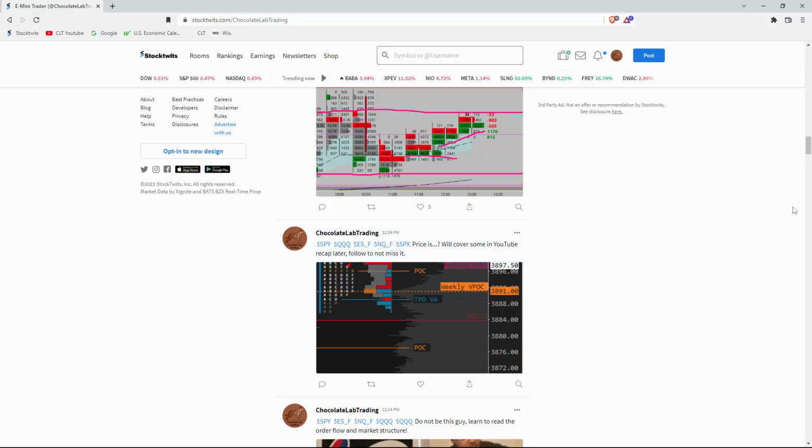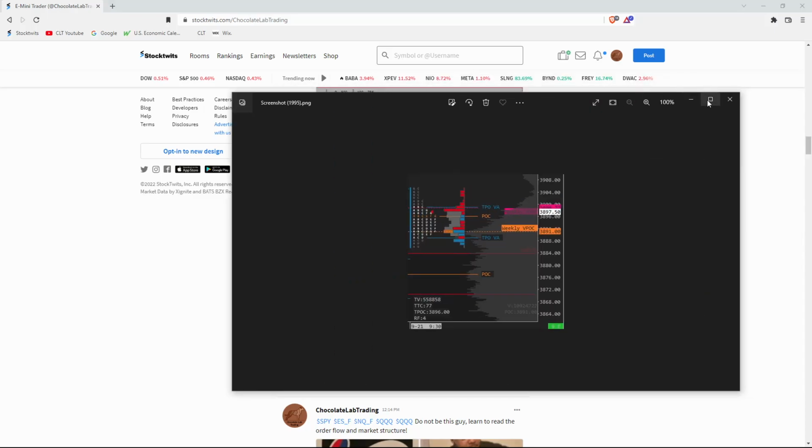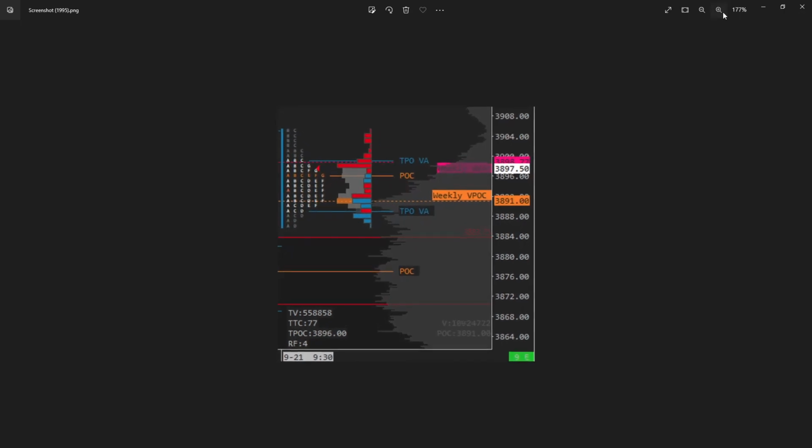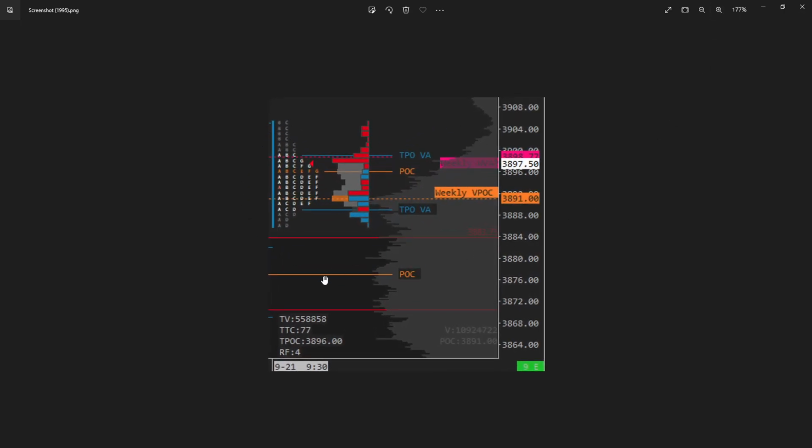Alright. Price is, we'll cover some in the recap. So I believe we covered this. We talked about how before big news events, price likes to chop. And this is what it will look like on the TPO. And again, there are rules that we could take from this and use in our trading.